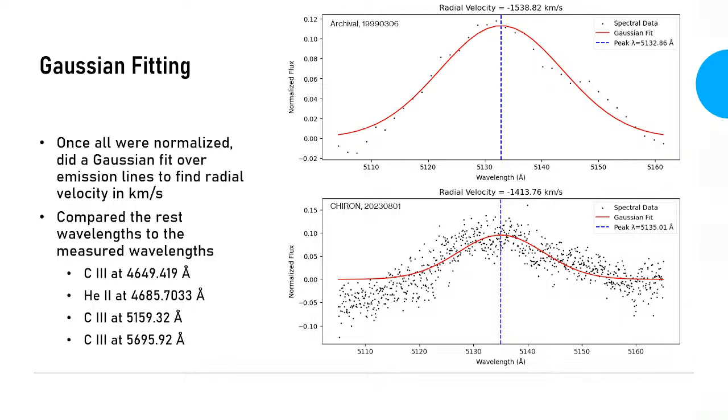So those plots are examples of some of the Gaussian fits I did to find the radial velocity, which was found in kilometers per second. We're doing this for 4 different emission lines: the carbon-3 at 4650, helium-2 at 4686, carbon-3 at 5160, and another carbon-3 at 5696.